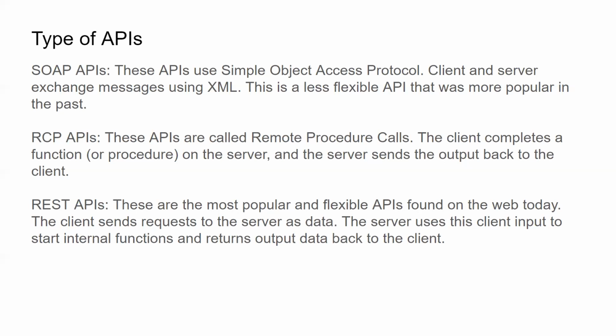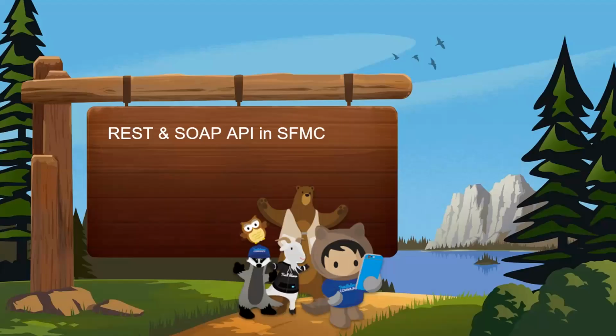REST is commonly used nowadays, and it returns data in JSON format. The main advantage is that arrays are easily handled and it's more flexible, so it returns the output to the client. These are the most widely used APIs. Apart from that, we have small different types of APIs coming up. Now coming back to Marketing Cloud, what are the APIs we use in Marketing Cloud?